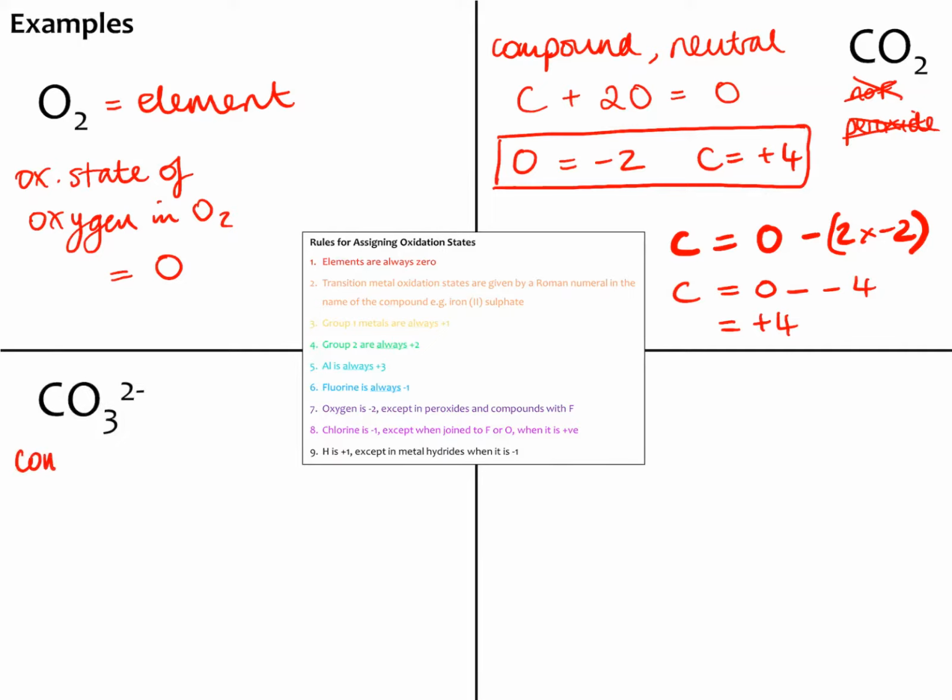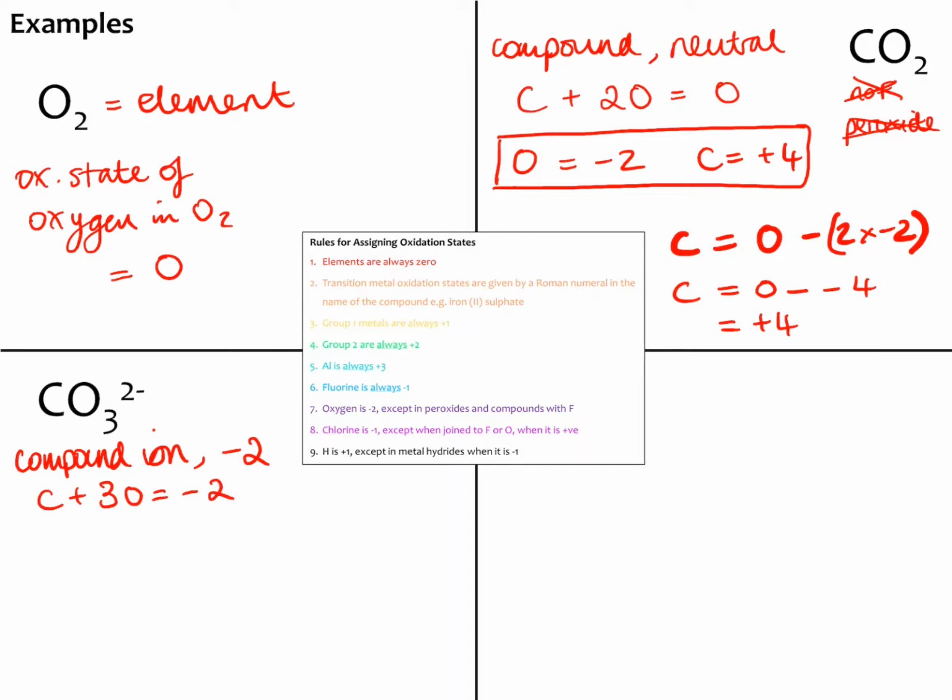Now this is a compound ion. That means that it is a group of atoms joined together that have a charge. And its overall charge is -2. Now that means that carbon plus 3 lots of oxygen have to equal -2 overall.